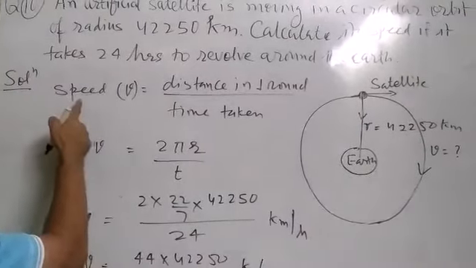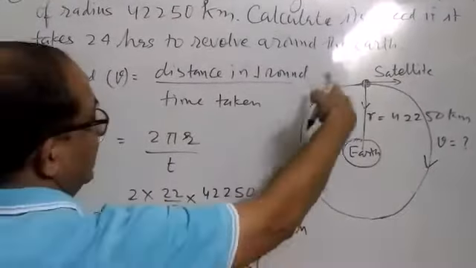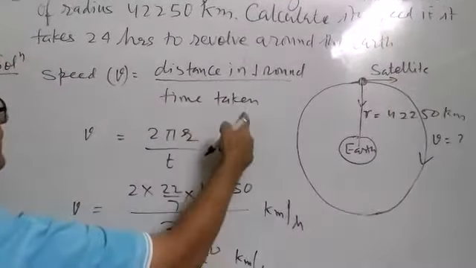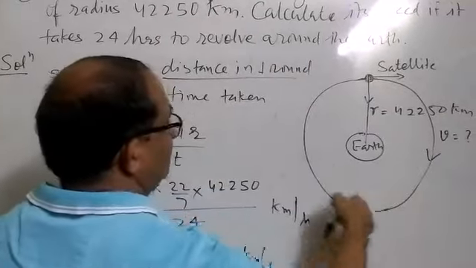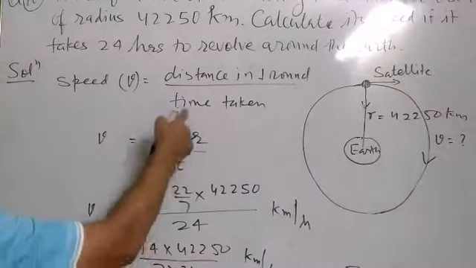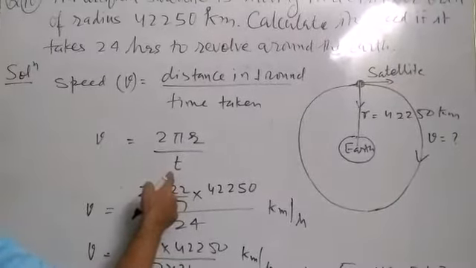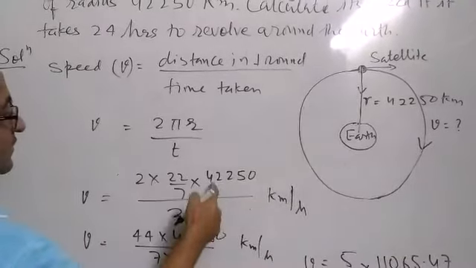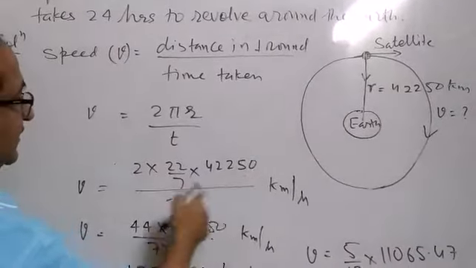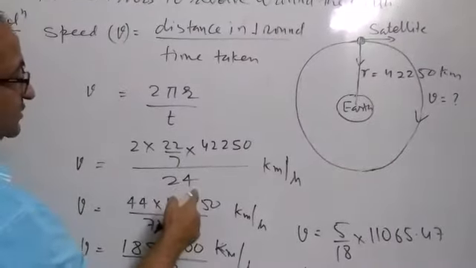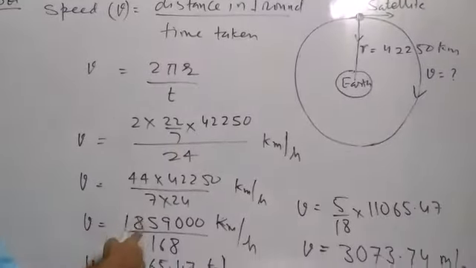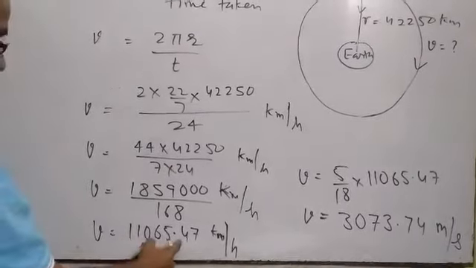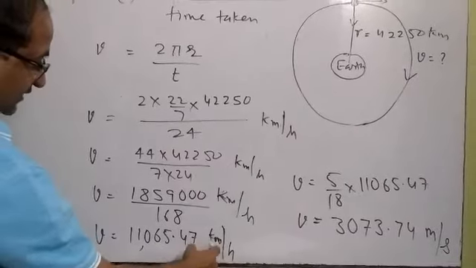Now in theory we have discussed that speed in a uniform circular motion can be calculated by distance in one round upon time taken. Distance in one round is equal to its circumference, so it is 2 pi r upon time taken in one round, which we can consider as t. Now you can place the value of pi as 22 by 7, radius 42,250 in kilometer, and time I am placing in hours only, which is 24. After calculating, we will get the answer 11,065.47 approximately kilometer per hour.